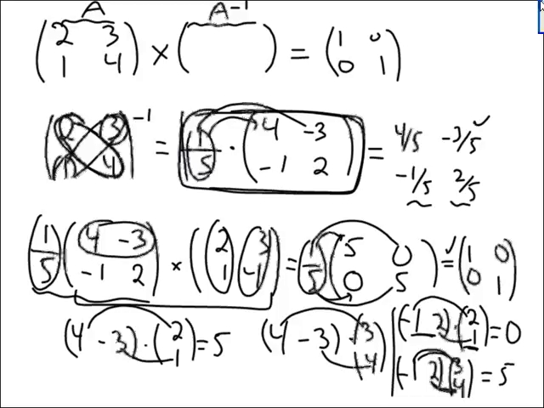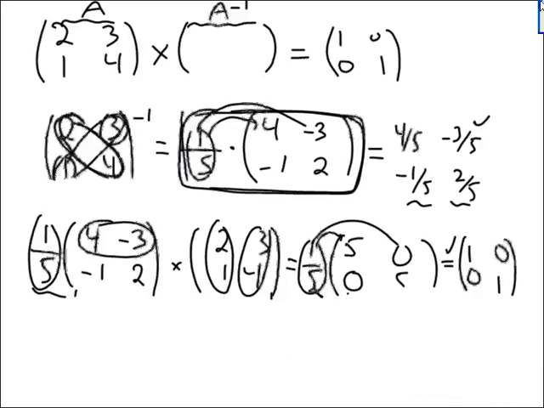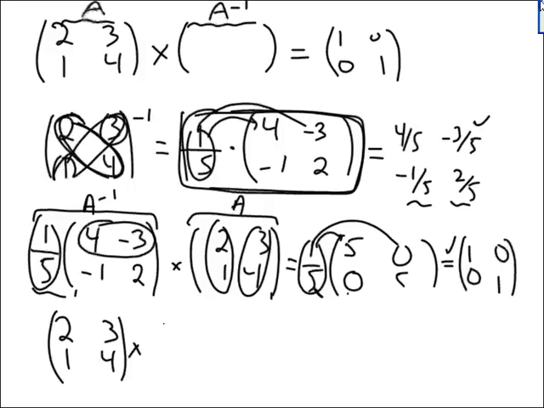Now, I want to make one last comment, and then we'll try another 2 by 2 matrix, find the inverse of another 2 by 2, and then we'll do a couple of 3 by 3. Over here, I multiplied A inverse by A. You could multiply A by A inverse. You can take A and multiply it by A inverse, 1/5, 4, -3, -1, 2.